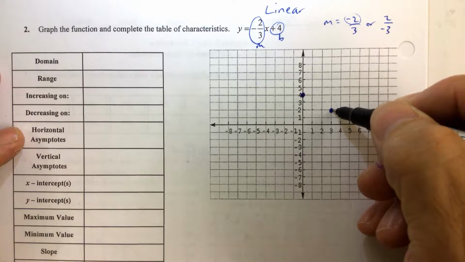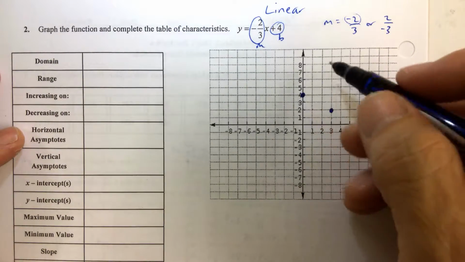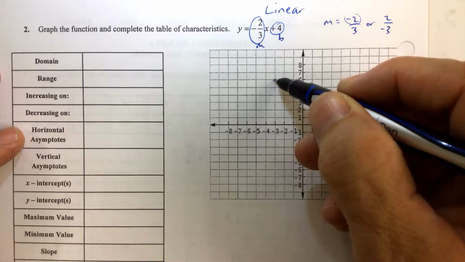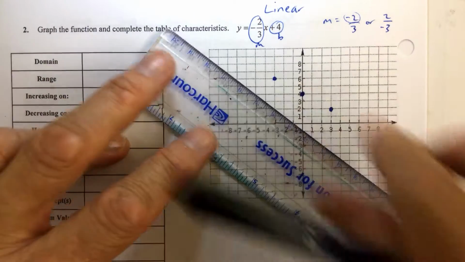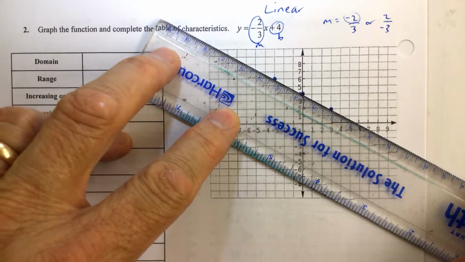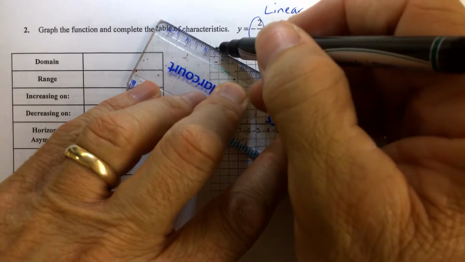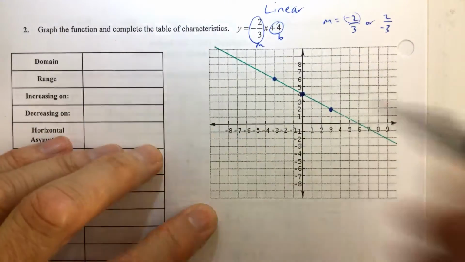Now from this point, I could go down 2 and over 3, or from the original point, like I said, I could go up 2 and then left 3. No matter what I do here, I'm still going to get 2 points on the line, and I'm going to go ahead and just draw the line through those 3 points. I only needed 2 of those points, but I just drew 3 anyway. So there we have the line.